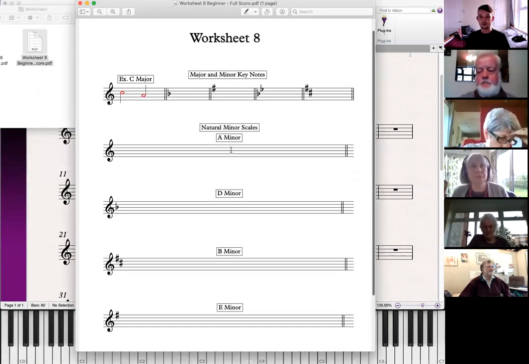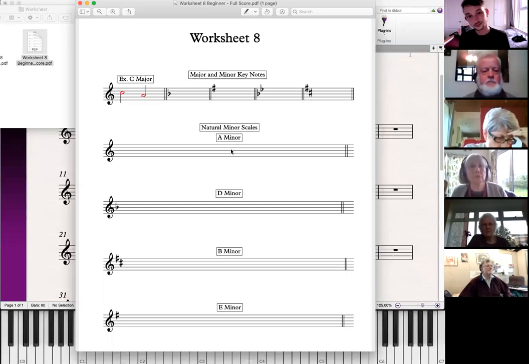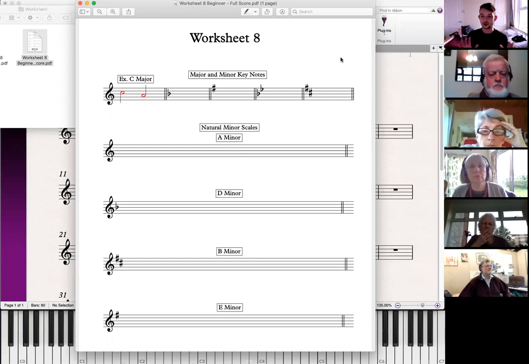Now, this is all about minor scales and relative majors and minors. I haven't done all of the keys that we've looked at so far, but I've done a few of them. I don't want to burden you with that much stuff. But here you've got your major and minor keynotes. Now, remember I mentioned what keynotes are before. I'll explain them again briefly.